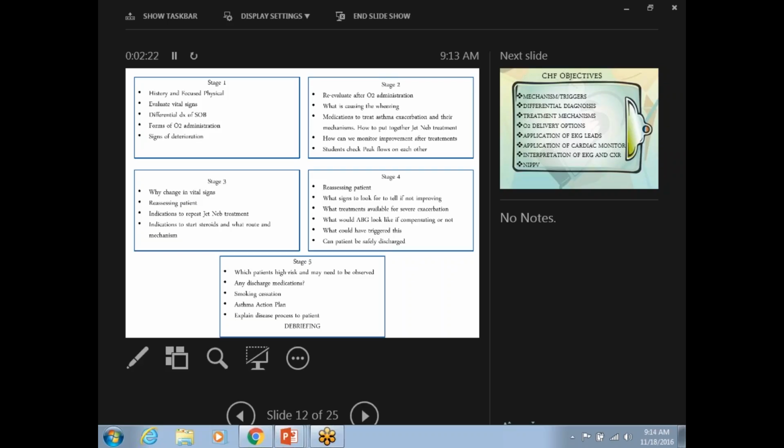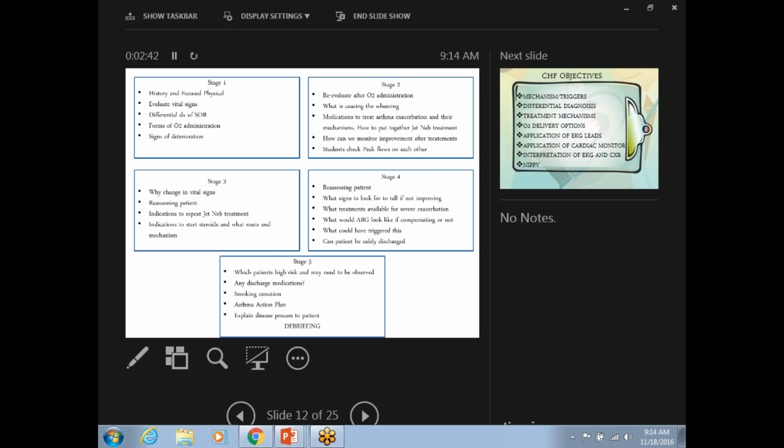So stage 3. So the vital signs are changing. So the heart rate went up. So why did that happen? So trying to get the students to know the side effects of the medications they're giving. Again, reassessing the patient. So if the treatment worked, do we give that same treatment again? How often can we give that treatment? So asking them those questions.